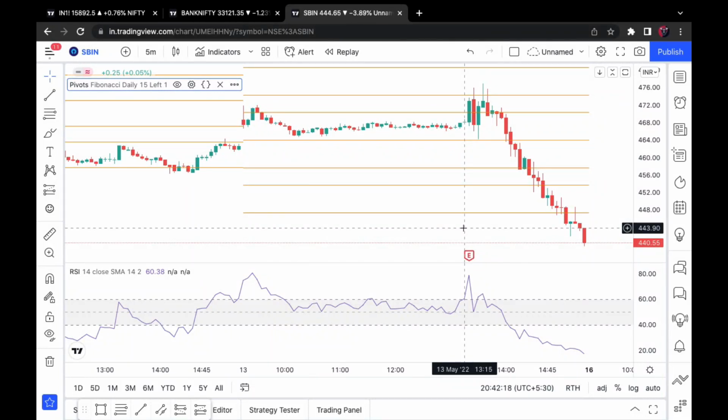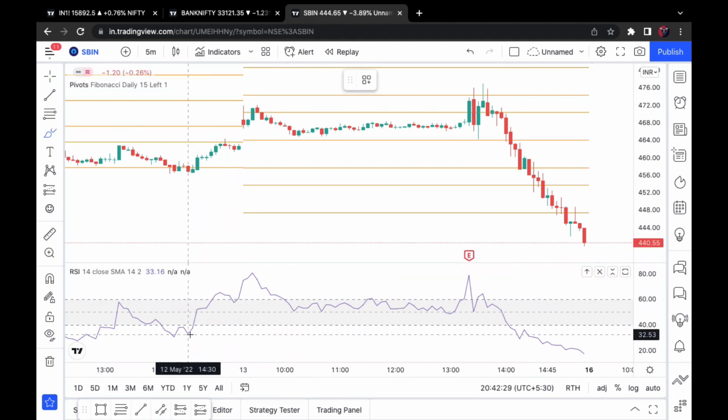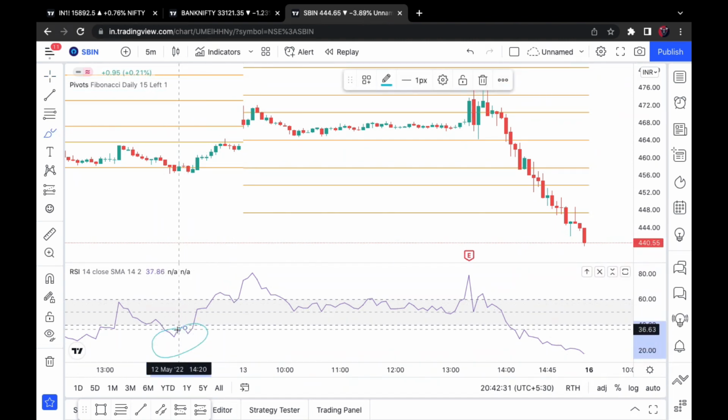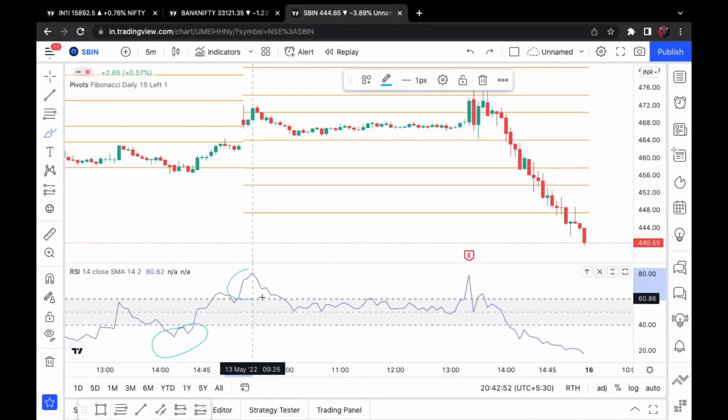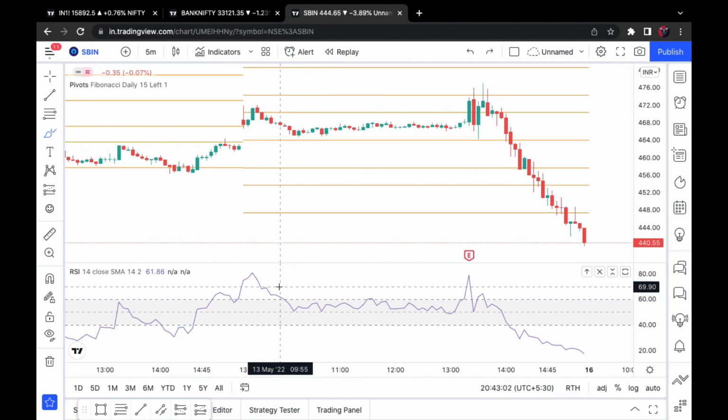Now let's come to the strategy. Whenever the RSI comes below 40, then you can take a bearish trade, or whenever the RSI comes above the 70, or whenever it comes above the 60, then you can take a bullish trade. But you need to keep an eye on price action also. So let's backtest this strategy.